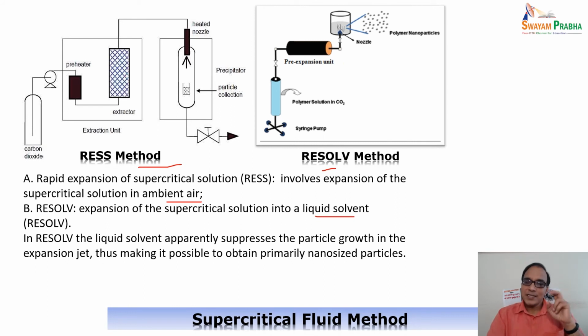By this method, the liquid solvent apparently suppresses the particle growth in the expansion jet, thus making it possible to obtain primarily nano-sized particles. The high degree of supersaturation accompanied by the rapid pressure reduction in the expansion results in homogeneous nucleation, and thereby the formation of well-dispersed particles, by either the RESS method or the RESOLV method.